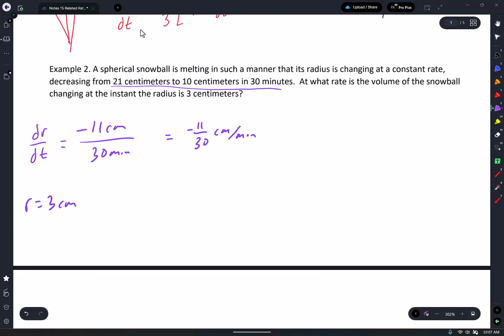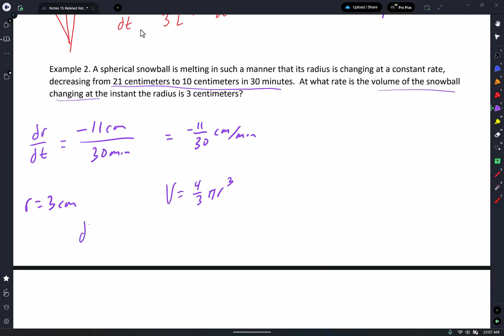I'm going to write my formula for volume of a sphere. Volume equals 4/3 pi r cubed. And what they want, at what rate is the volume of the snowball changing? They want dv dt, question mark. Y'all ready? All right, here we go. dv dt equals, multiply the 4/3 times 3, 4 pi r squared dr dt.